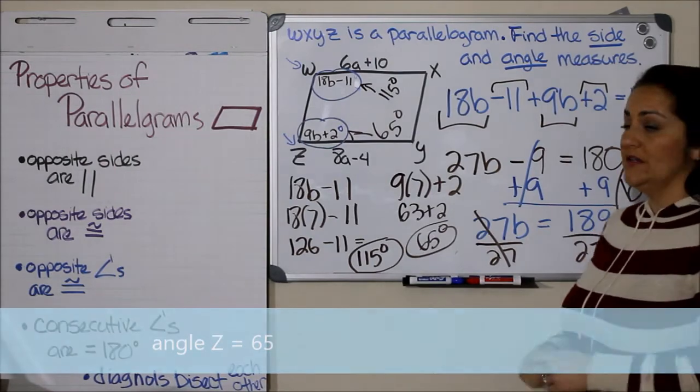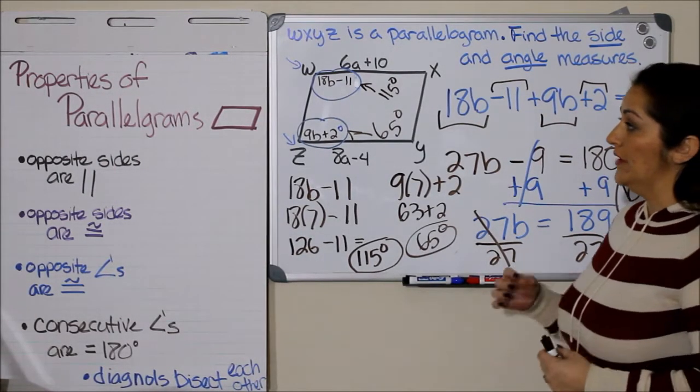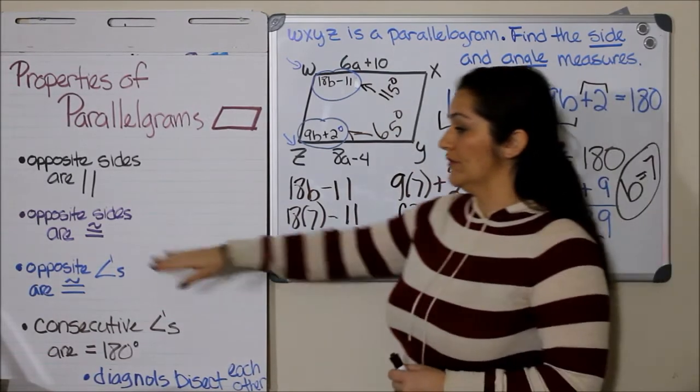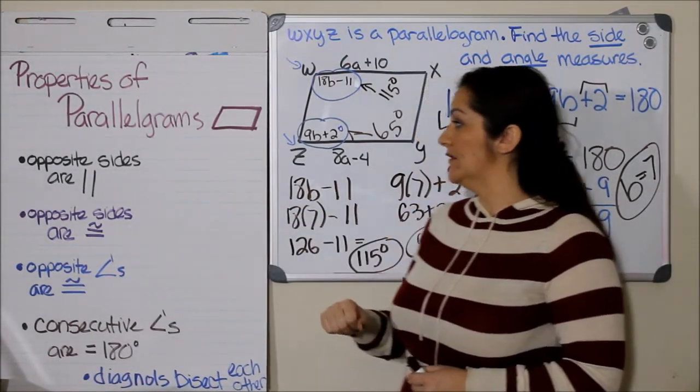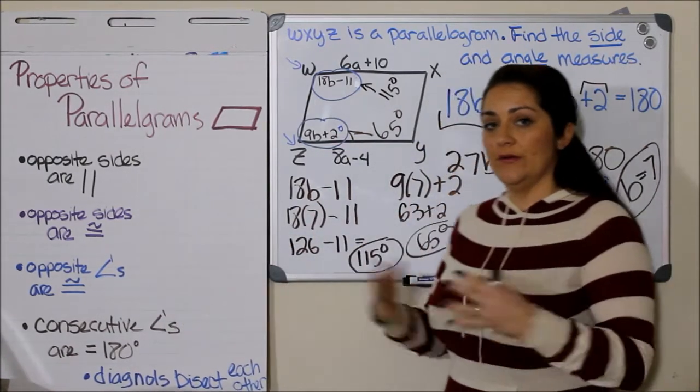So again, what we did was we used the properties of parallelograms to solve. We knew that the opposite sides were congruent, so we were able to set that equation up. And then we also knew that consecutive angles equal 180, so we were able to set that equation up.